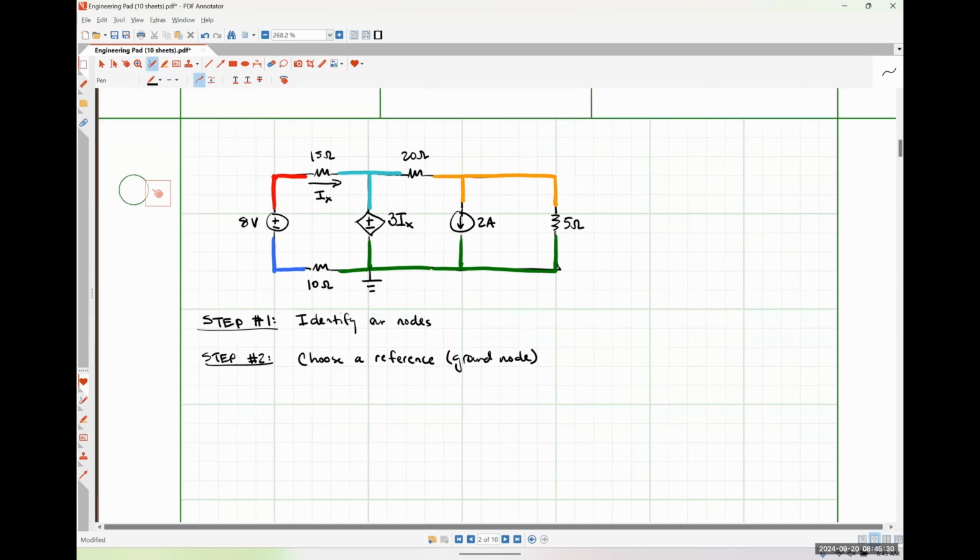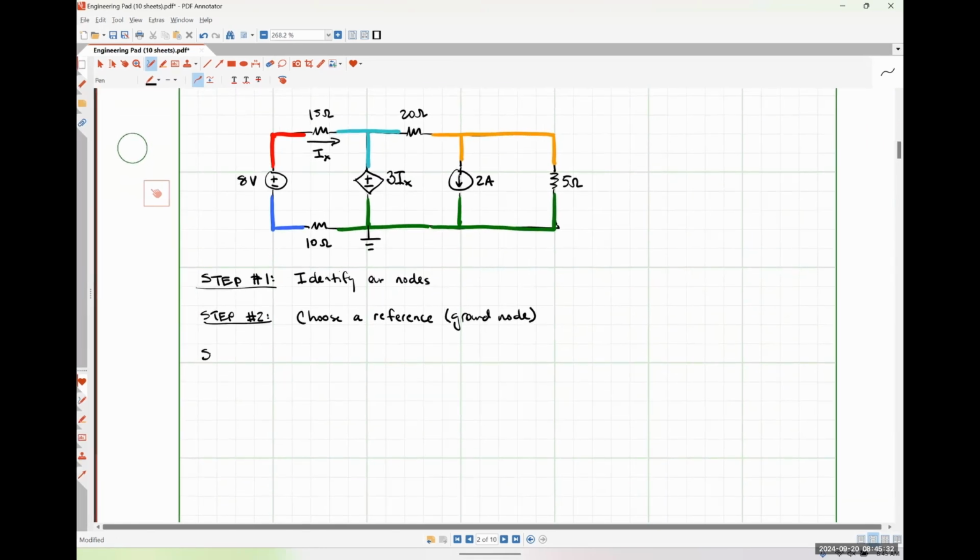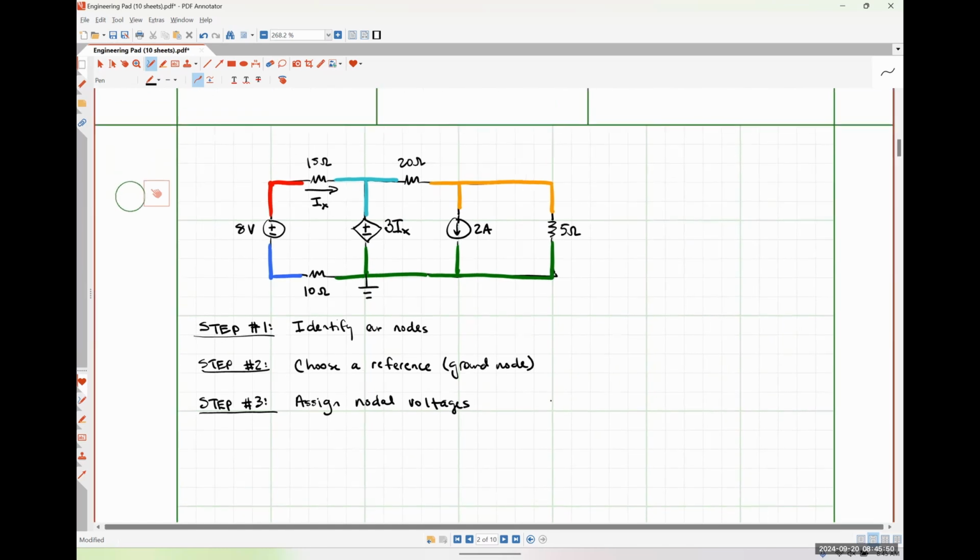So now we're going to assign our nodal voltages. So I'm just going to go VA here in the top left, VB here in the top middle, VC here in the top right, VD here in the bottom left.